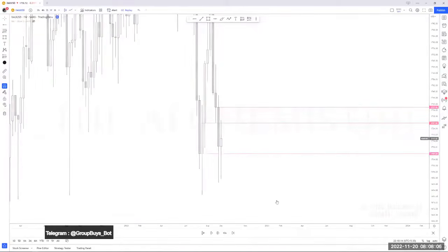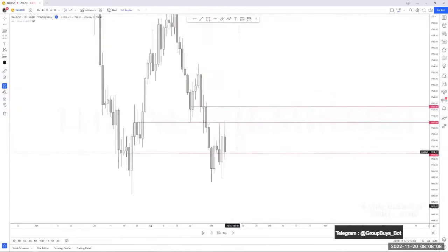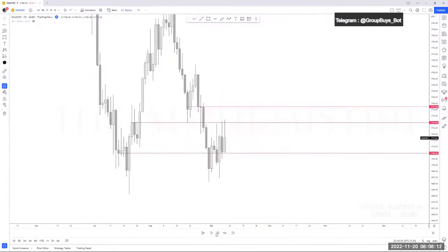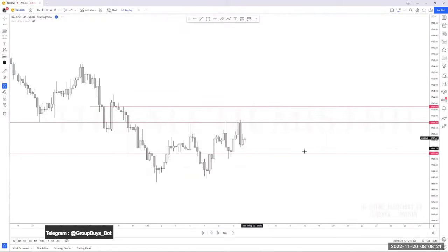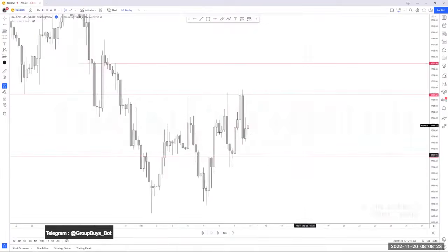Okay, so let's go to the daily. Daily has tapped into these areas. So let's wait. Okay, still respecting. Can you see it? Daily is still respecting the daily zones. Oh, I even had a buy in here. Yes, I even had a buy in here.